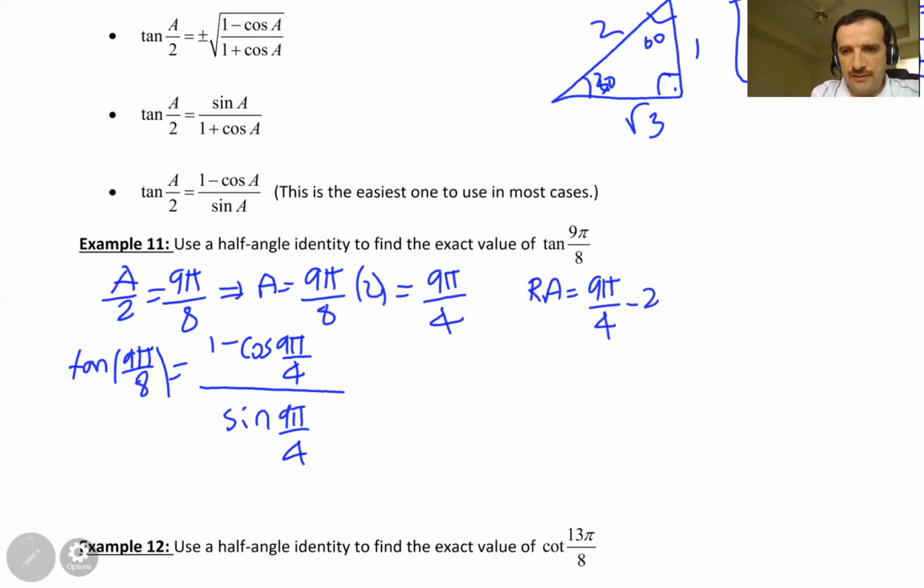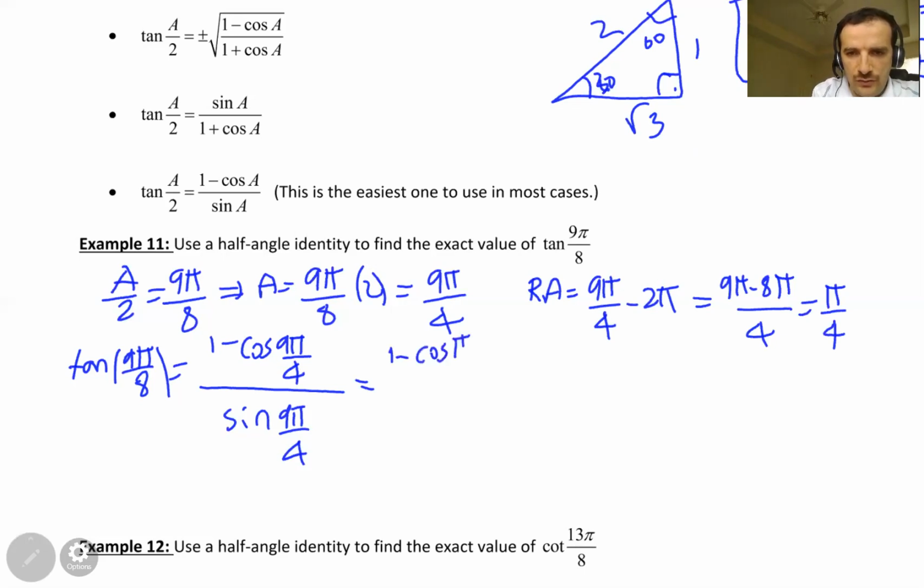So let me subtract 2 pi. And if I have the common denominator, it will be 9 pi minus 8 pi over 4. This is just pi over 4, okay? So the reference angle is pi over 4, so I can use that angle. 1 minus cosine pi over 4 over sine pi over 4, okay?